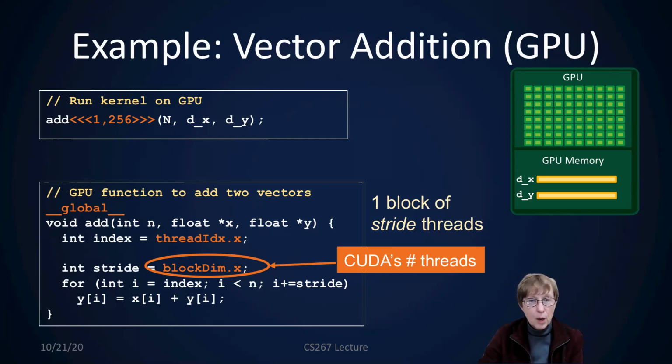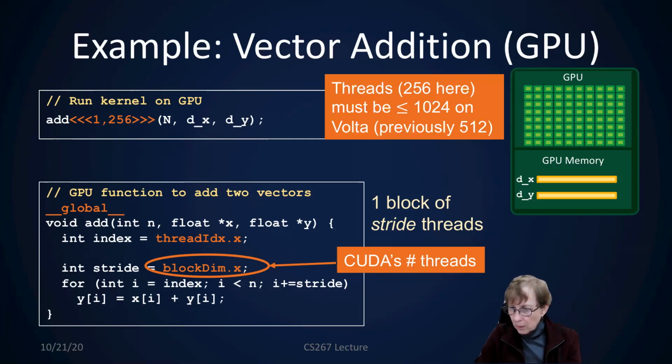As I've written it now, this will still just run with a single thread block, but it's going to allow it to work for these different sizes. And the 256 threads here, as I said, has to be less than or equal to 1024 on a Volta, and previously you could have had only 512.